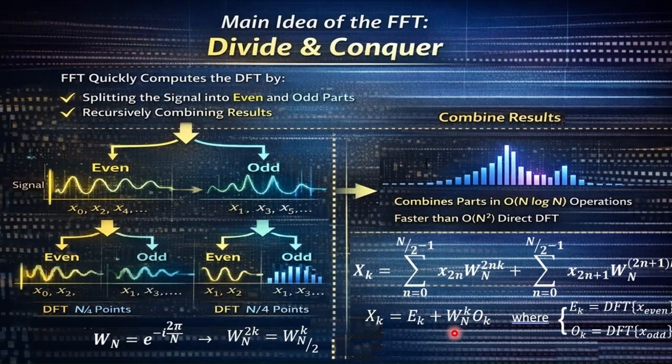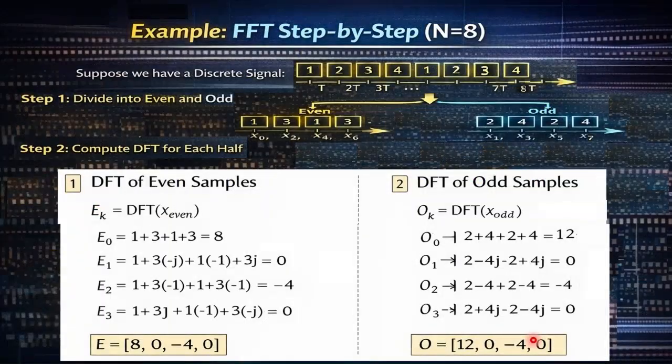This recursive divide and conquer structure is the fundamental idea behind the fast Fourier transform. The butterfly is the fundamental computational block. Given inputs A and B, it produces outputs A plus WB and A minus WB, where W is e to the power of minus i 2 pi k over n. This structure exploits symmetry, eliminates redundant computations, and enables recursive decomposition. Now, let us look at a concrete example to better understand how the FFT works.